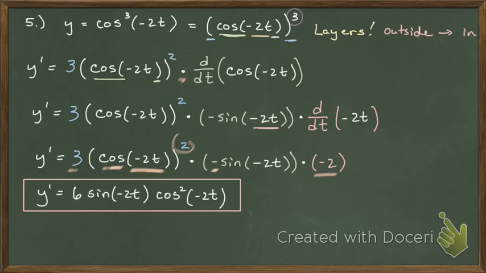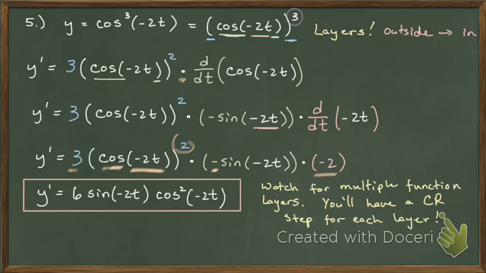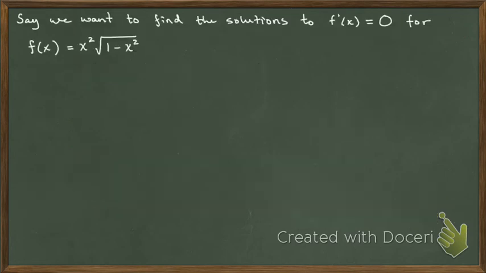So anytime we've got layers, we're always working our way outside in. Watch for multiple layers. You'll have a chain rule step for each layer. Just be careful. There's a couple of those in the section, and you'll see them more and more as we go on. I want to do one final example with you guys.